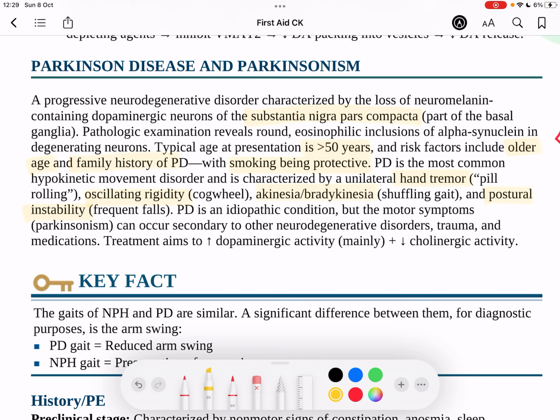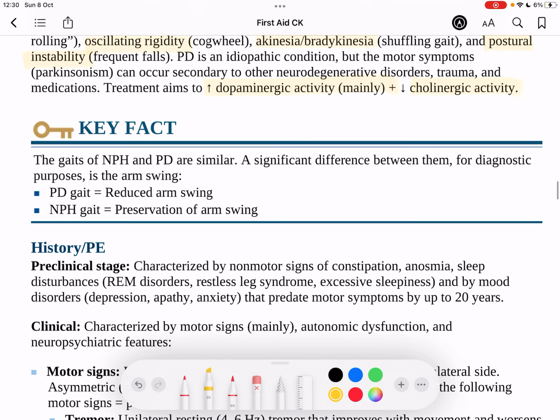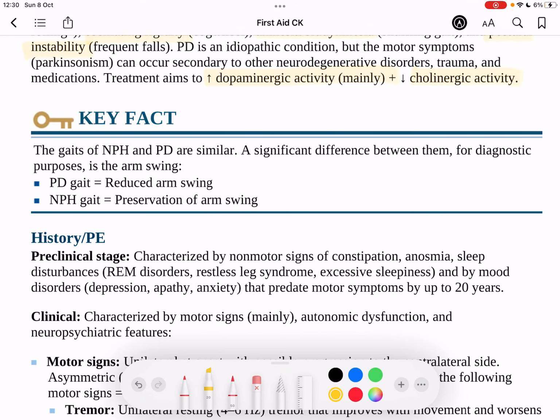There is actually a lot of research into trauma, especially head trauma, and Parkinson-like symptoms. Treatment aims to do one of two things: increase dopaminergic activity and decrease cholinergic activity. So after that introduction, we're going to go into a bit more detail about this because it's quite a high yield topic and really important because so many patients get Parkinson's disease.